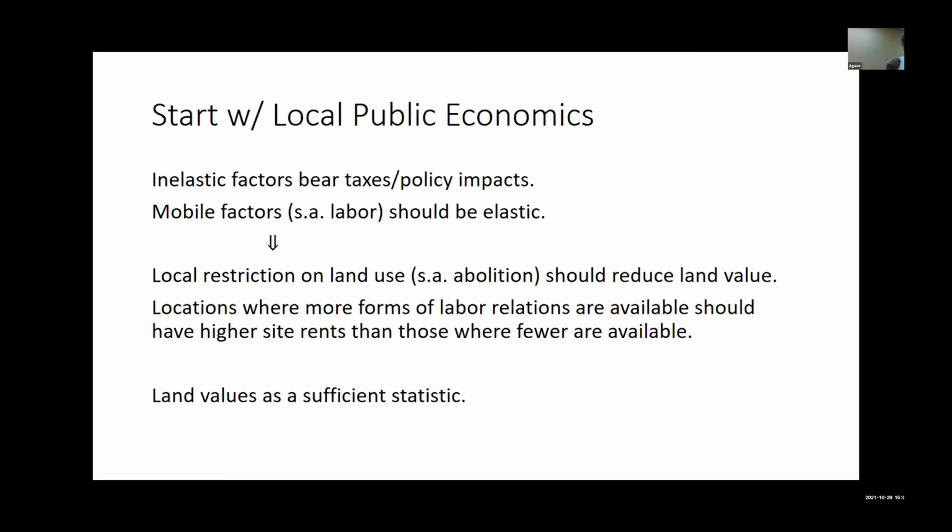From the local public finance perspective, you would think if you can do something in one area that you can't do in the other area, namely hold people in bondage, then in the area where you're allowed to do that, land should have higher value because you're allowed to do one more thing. So that's going to be its prediction. Land rent should be higher, site rent should be higher on the slave side.